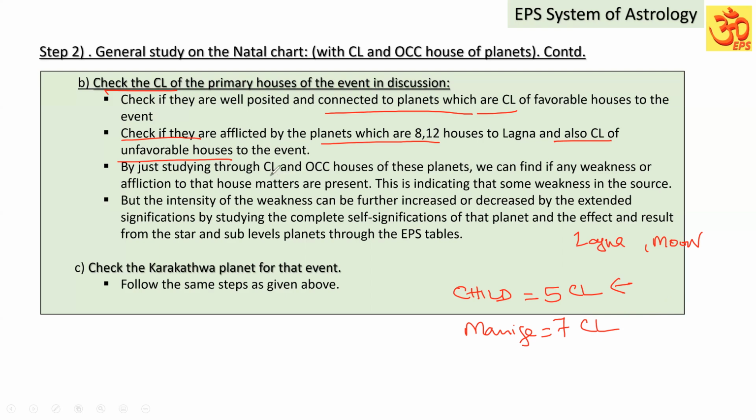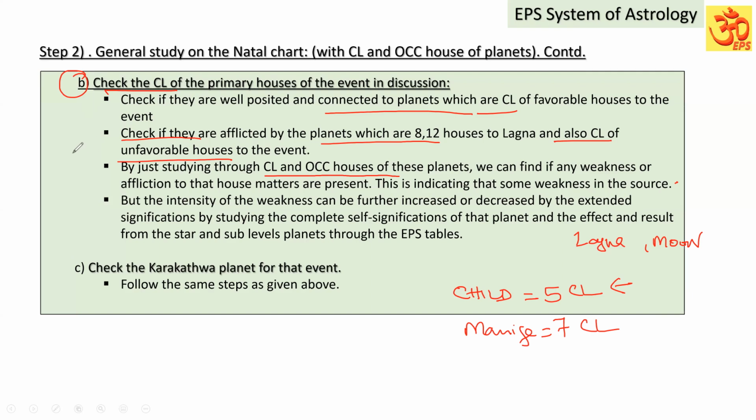By just studying through the CL and OCC houses of these planets, we can find if any weakness or affliction to that house matters is present. This is indicating that some weakness is in the source. But the intensity of the weakness and also the strength can be further increased or decreased by the extended signification, by studying the complete self-signification of that planet and the effect and result from the star and sub-level planets through the EPS tables. It means with just CL and OCC, we should not come to any conclusion, but only by extended signification, by the CSL of the planet, and also the star level, sub-level signifying effect and result through the EPS tables. We have to check it. That is the check, step number 2B.